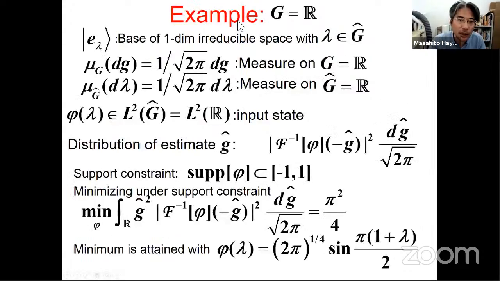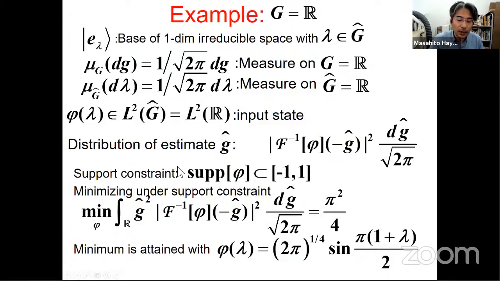So now I want to consider an example. The simplest case is G equal to R. In that case, the dual space corresponds to the unitary representations. Then G hat is also equal to R. And we have the same measure in this way, and we have this input space. And if phi is the input quantum state on this R, in L2 of R, then we have this distribution.